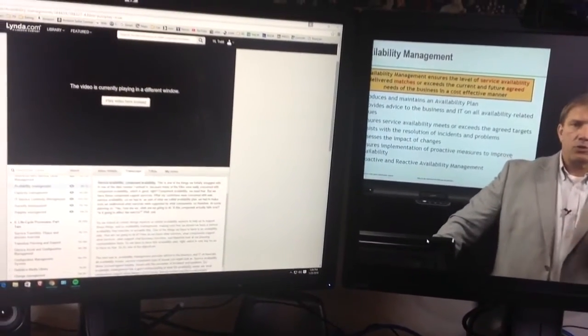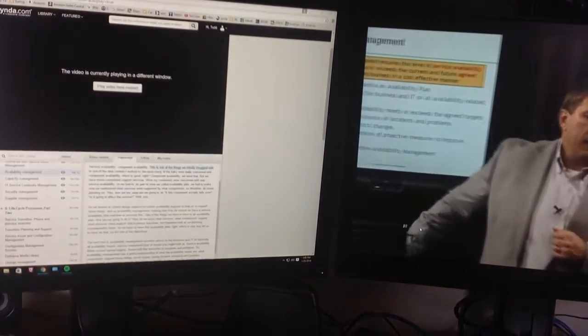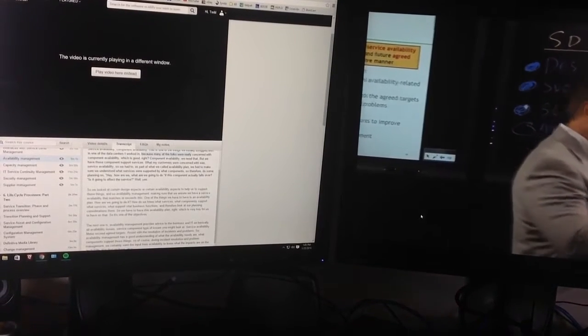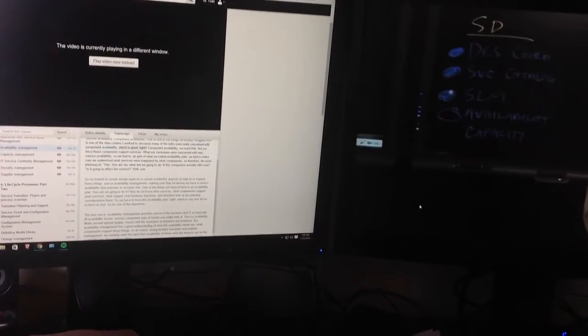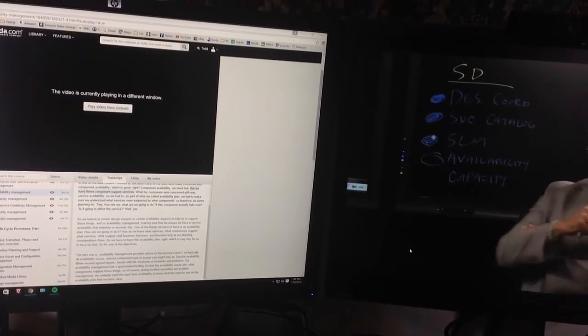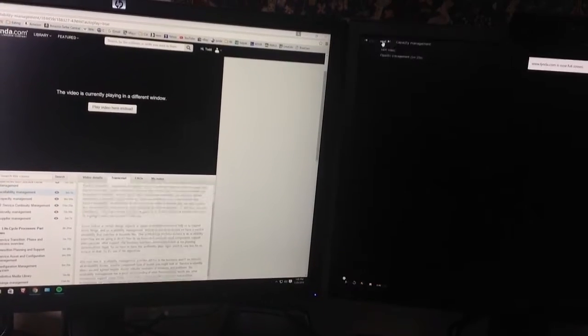And we make sure we extend it across the entire life cycle. Service availability, and component availability. This is one of the things we initially struggled with in one of the data centers I worked in, because many of the folks were really concerned with component availability, which is good, right? Component availability, you need that. But what my customers were concerned about was the service availability.